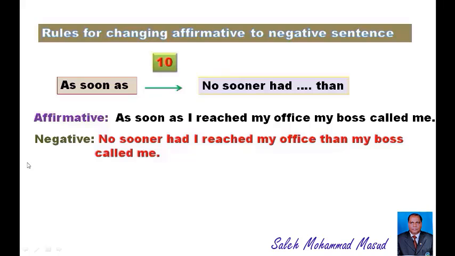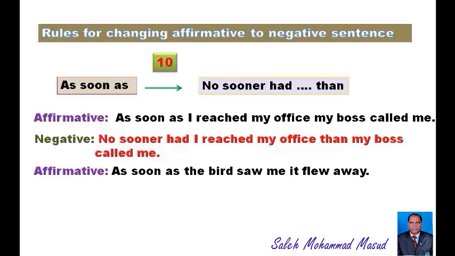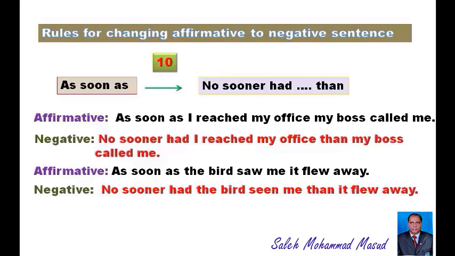Again, as soon as the bird saw me, it flew away. The negative sentence is, no sooner had the bird seen me than it flew away. Remember that the sentence started with as soon as has simple past form for both the clauses. But the sentence started with no sooner has past participle form for first clause and simple past form for second clause.